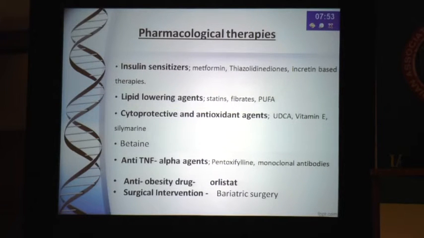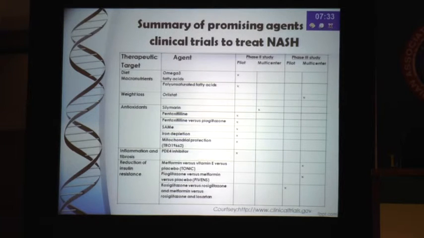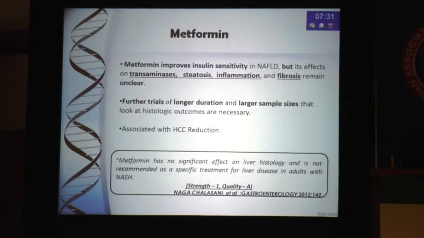Pharmacological therapies are not very effective because we have very few drugs. Insulin sensitizers, metformin, glitazones, lipid-lowering agents like statins. Cytoprotective agents like UDCA, vitamin E, anti-TNF-alpha agents, anti-obesity drugs, and of course, surgical intervention, that is bariatric surgery. There are various drugs which have been tried in various studies.